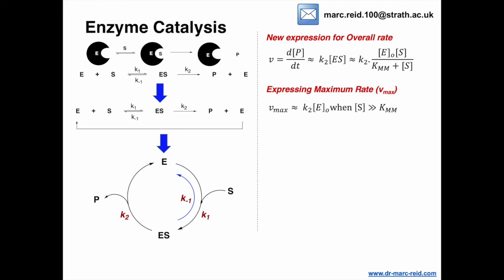Firstly, we can define the maximum rate, Vmax, when the magnitude of the concentration of S is much greater than the magnitude of KMM, where we say that Vmax is approximately equal to k2 times E naught. The rate can be expressed as a fraction of the maximum rate, and we can see that in this next equation, where we've divided the Michaelis-Menten equation by k2 times E naught.